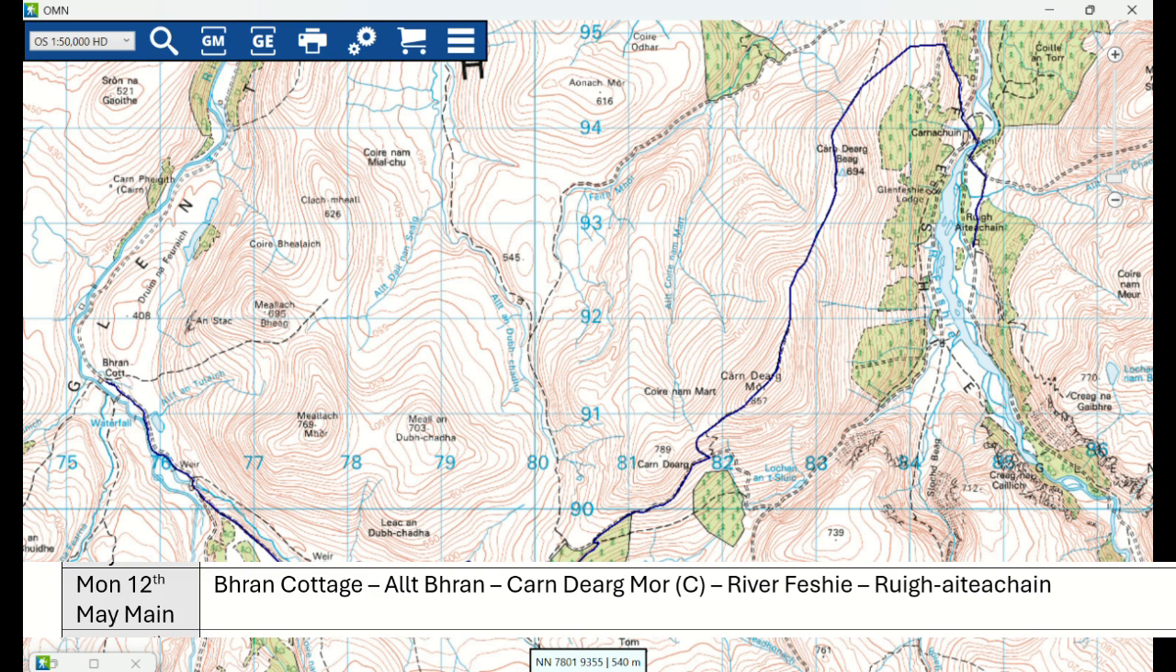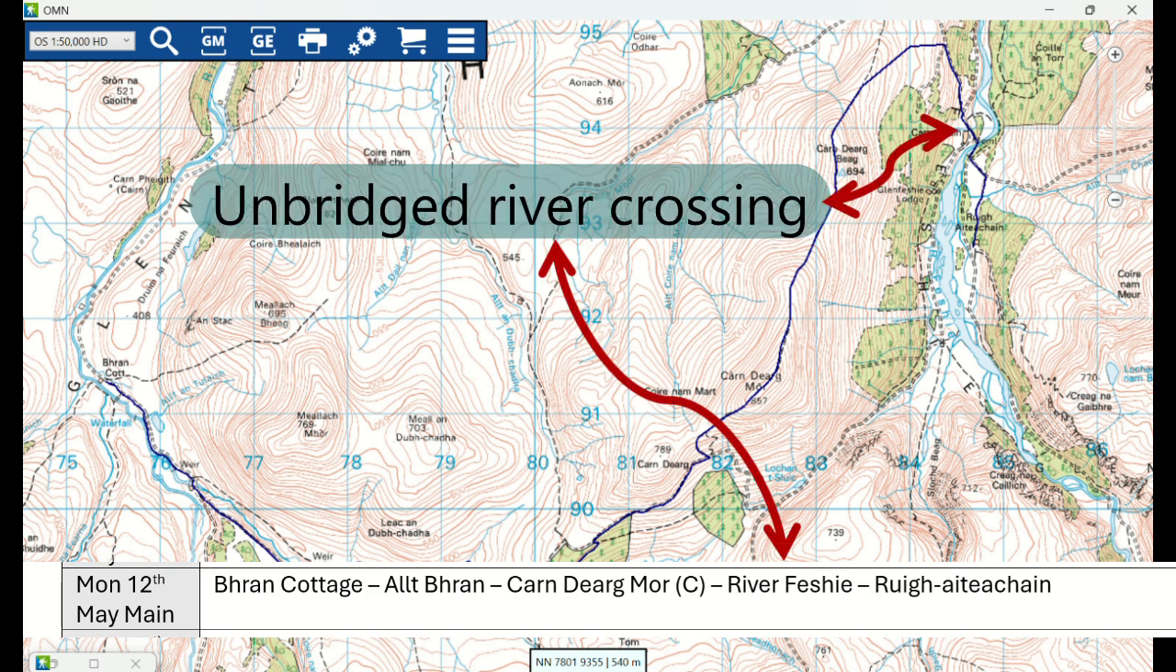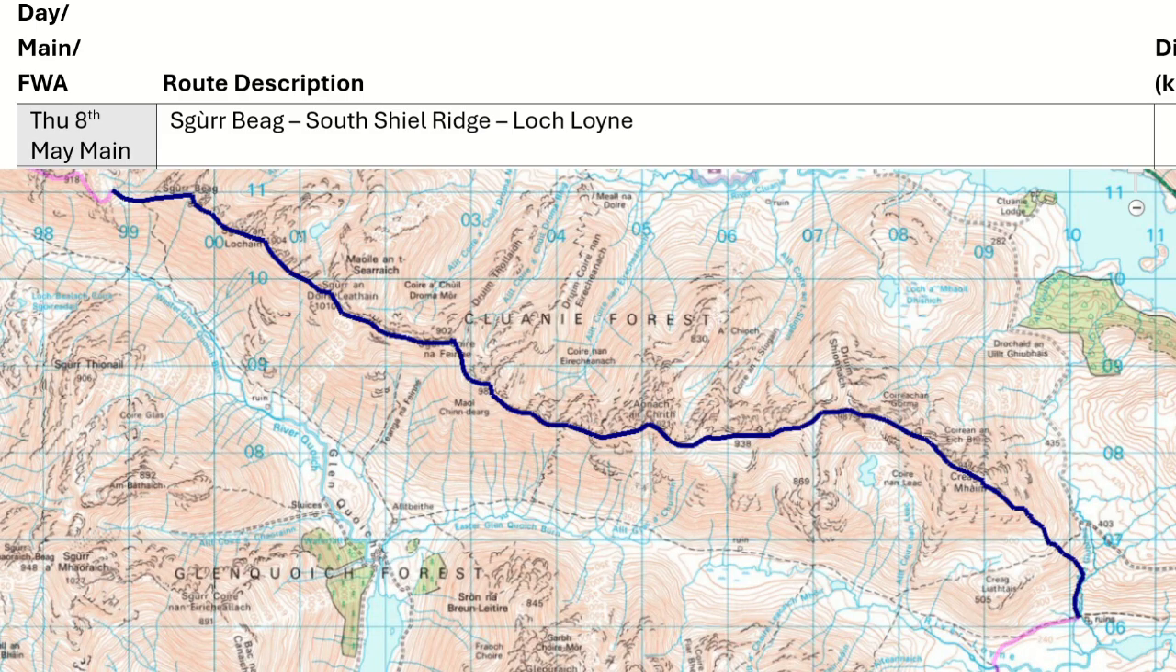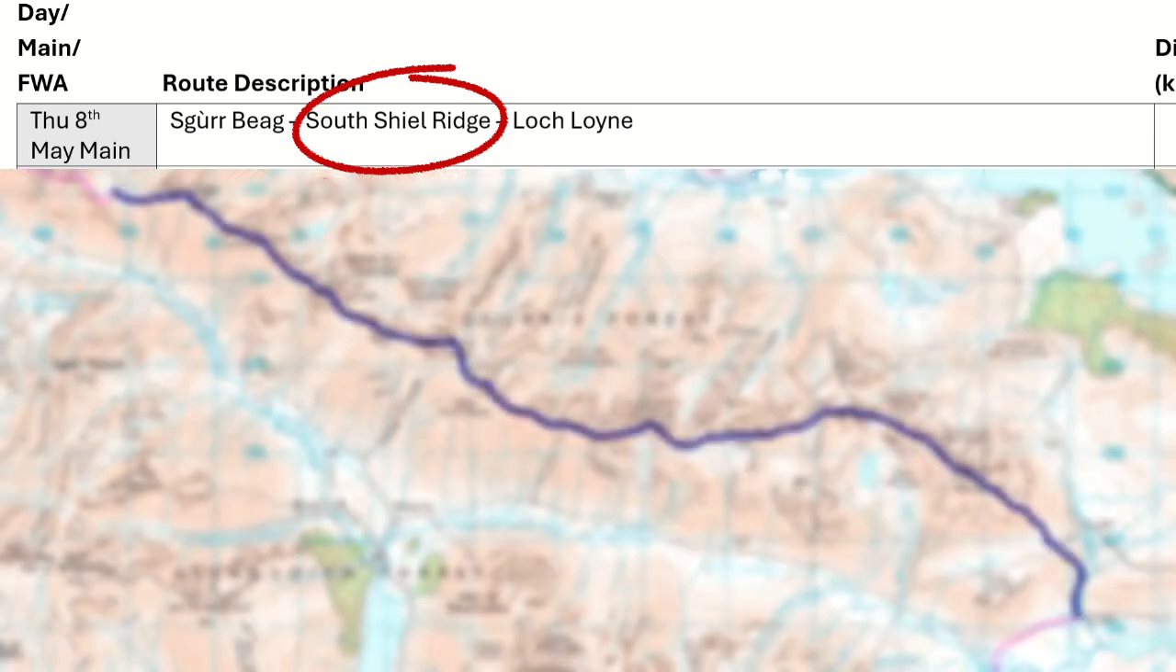Finally, each day's route description should be summarised using just 2 to 5 key place names taken from Ordnance Survey 1 in 50,000 maps. If your route involves fording rivers or going over summits, then they should be named within your route description, per the example on the screen now. Although if you are going over a range of hills such as the South Shield Ridge, then you can name the ridge, not the individual summits.